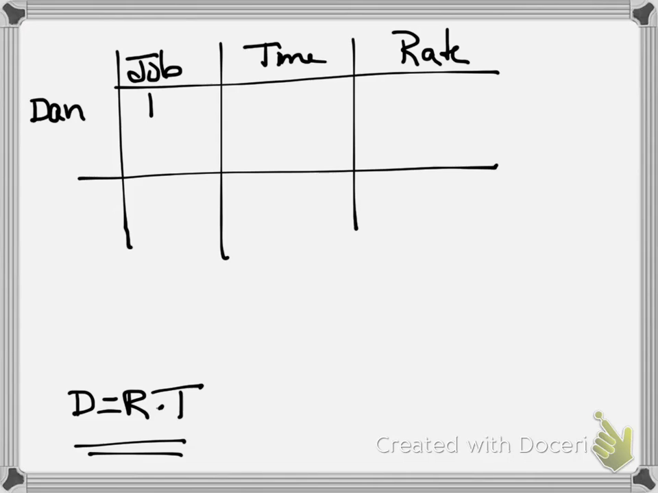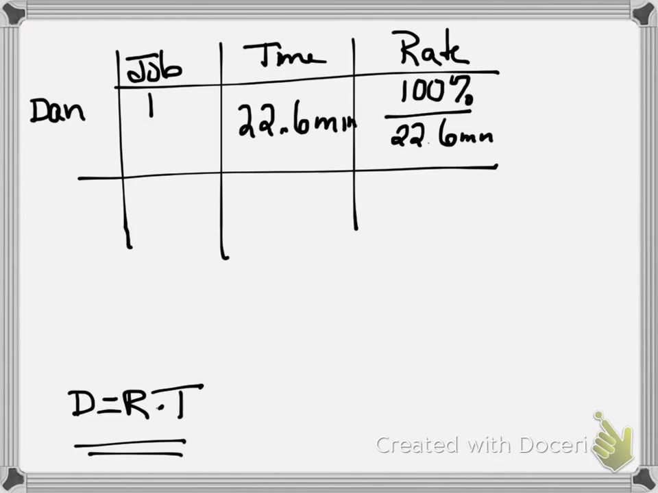So Dan filled 1 cup of beans in 22.6 minutes. So his rate, I'm going to think about this as 100% or 1 divided by 22.6 minutes, which means he does 4.4% per minute.